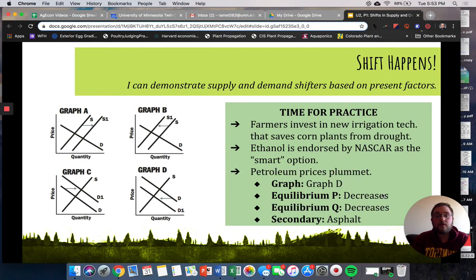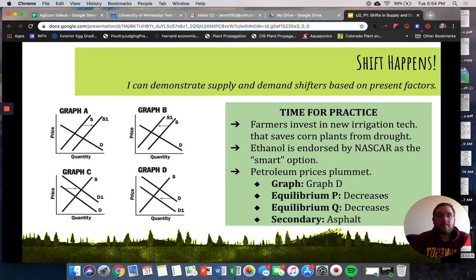Okay. And the last one, petroleum prices plummet. That means they go down. Okay, so if the petroleum prices go down and they're competing against the ethanol, and ethanol prices stay the same, that could mean some bad things for the ethanol market. So the graph that we're going to pick is graph D, and our price and our quantity are both going to decrease.